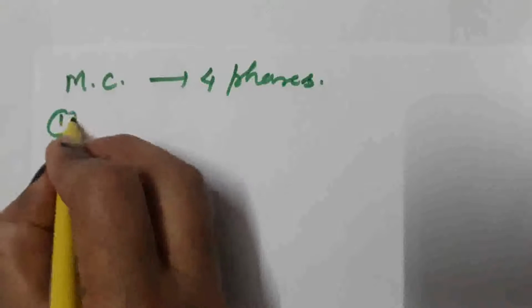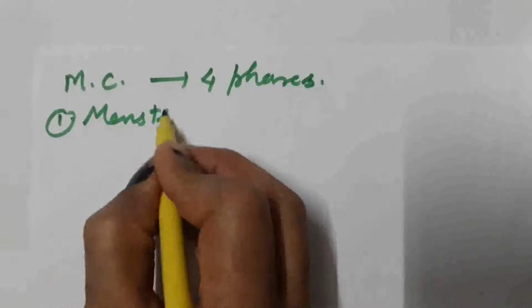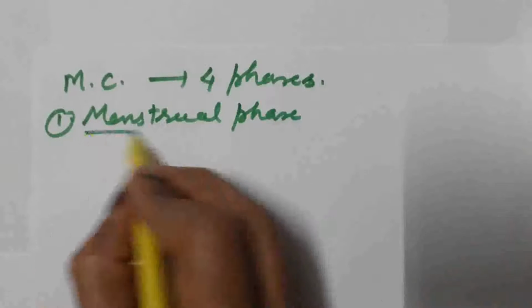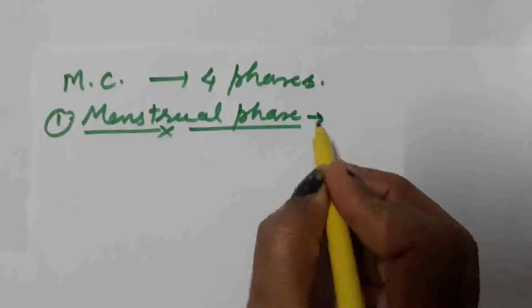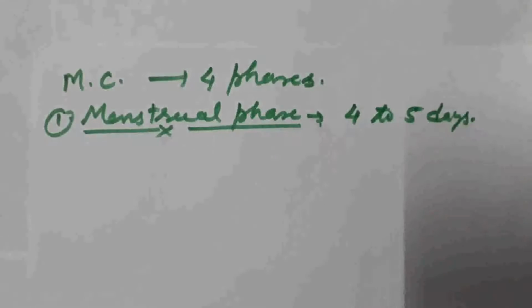This menstrual cycle is completed in 4 phases. First phase is the menstrual phase, which is about 4 to 5 days. During this period, the inner lining of the uterus, that is the endometrium, which participates in placenta formation, breaks down along with the blood vessels present in it. So bleeding takes place during this period, which is 4 to 5 days.